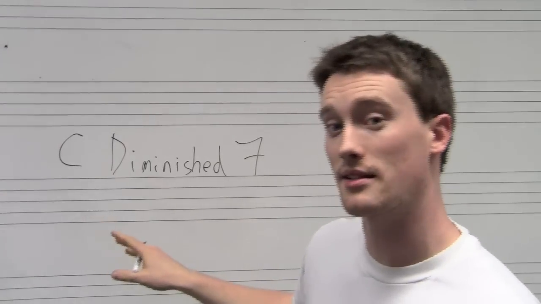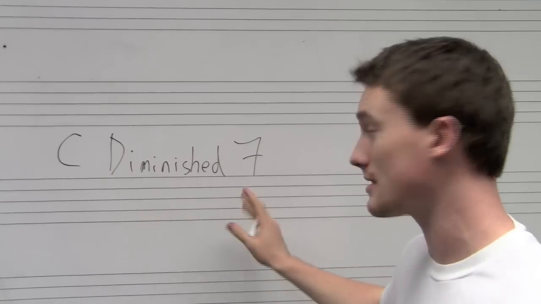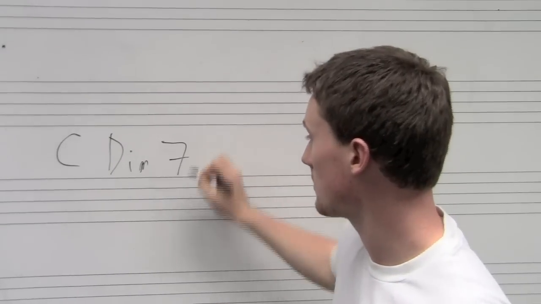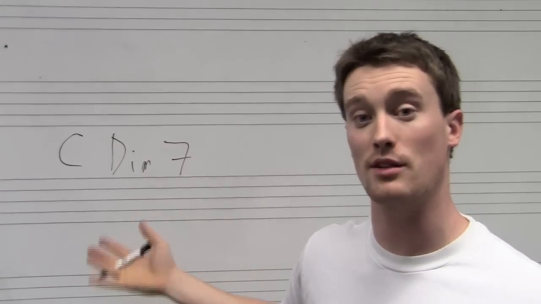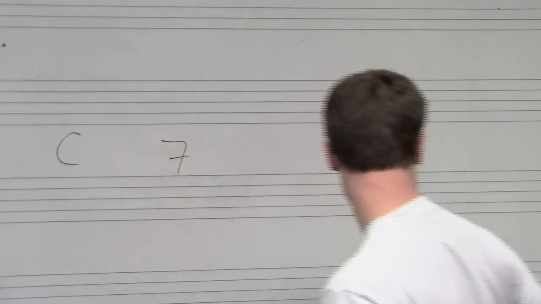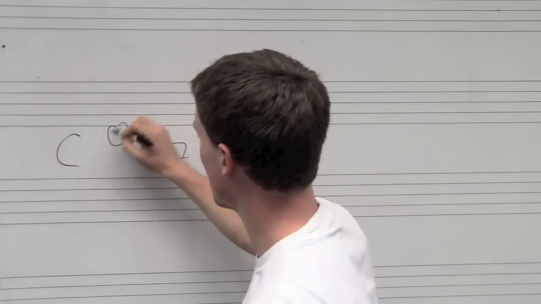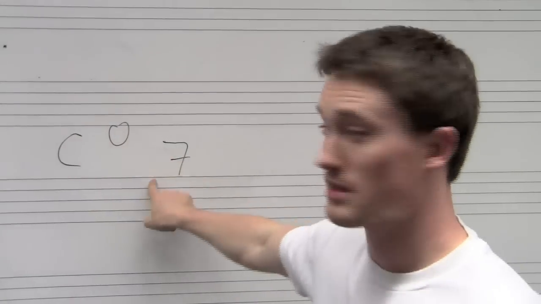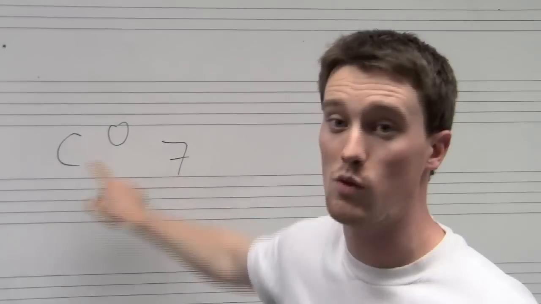Okay, so you might see it like that. Someone's taken the time to write out properly, C diminished 7. Or this is a bit more popular, you might just see C dim 7, dim standing for diminished. Or you could actually find this: C, little circle above the C, 7, okay?